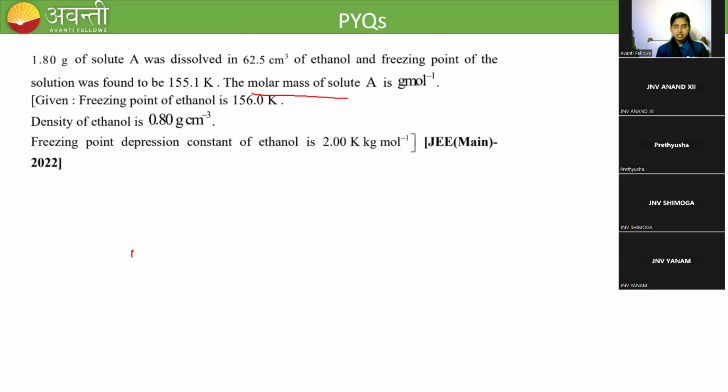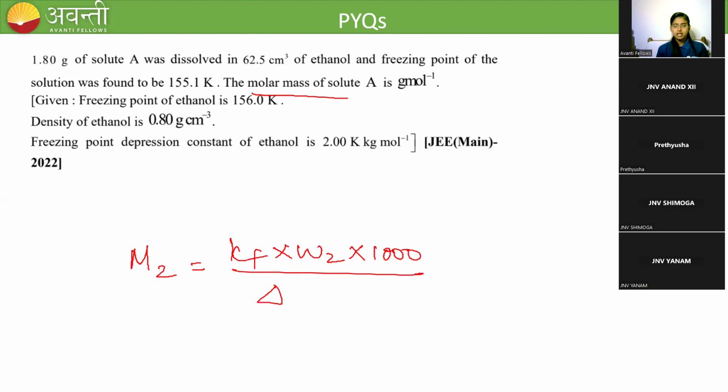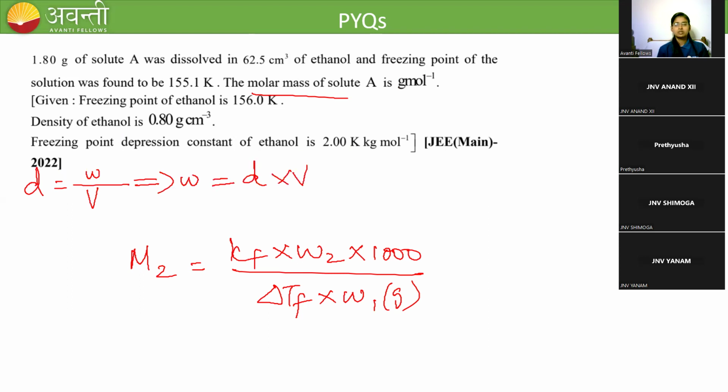So the molar mass of the solute in terms of freezing point is M2 equal to Kf into W2 into 1000 divided by delta Tf into W1, in terms of gram. From the density only we are going to find the mass. We know that density is equal to mass by volume. From this, what is mass? Mass is equal to density into volume.